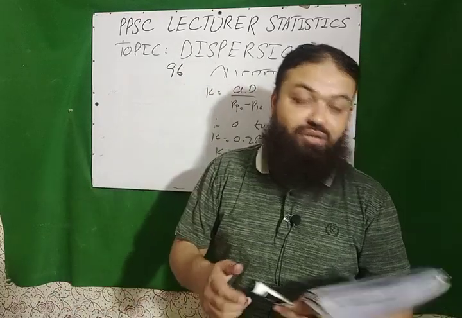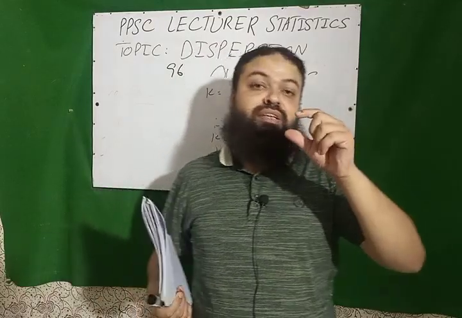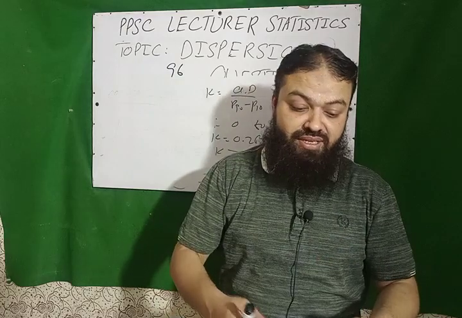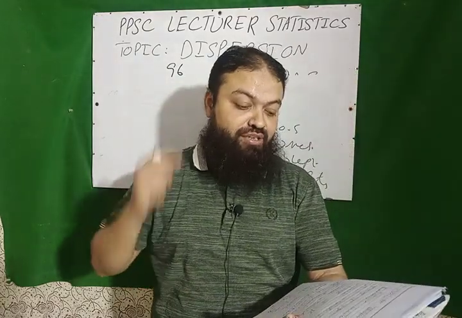A relative measure of dispersion is used when the unit of measurement is not the same, and the unit of dispersion is not the same as the unit of measurement. Range is the easiest measure of dispersion. Range is the weakest measure of dispersion.